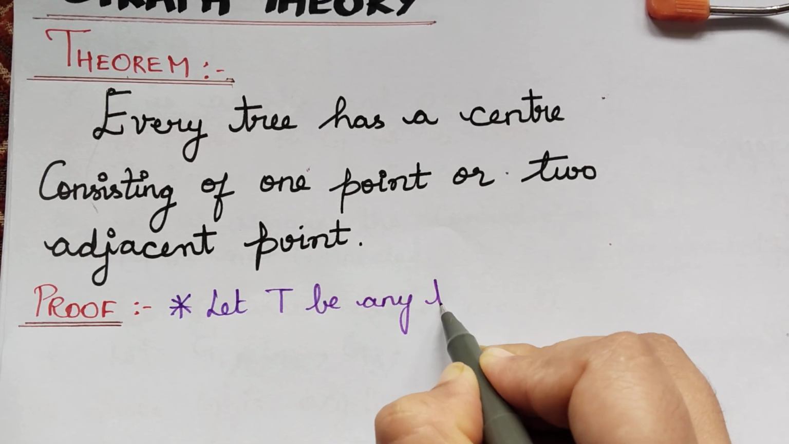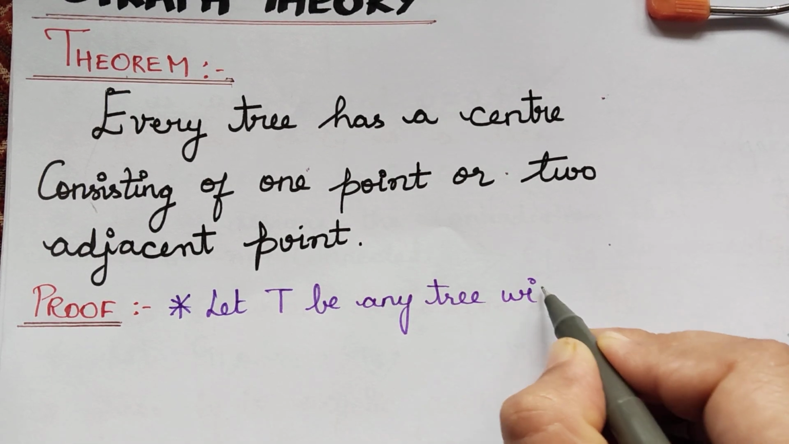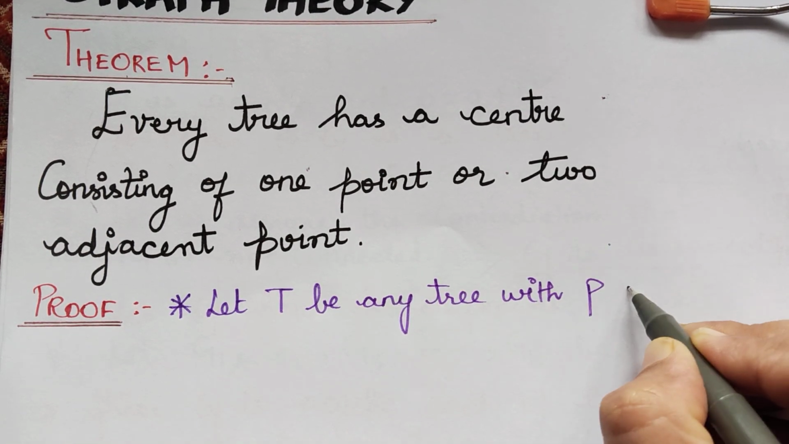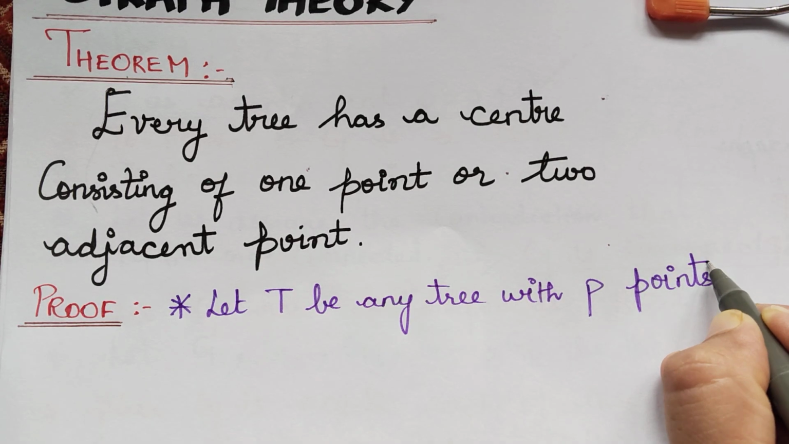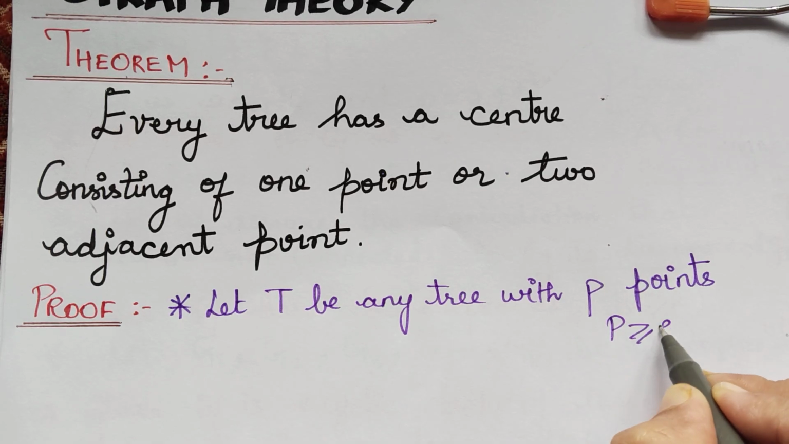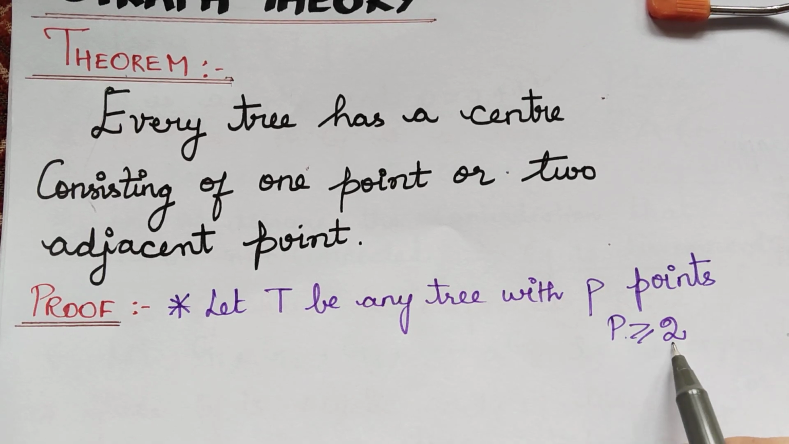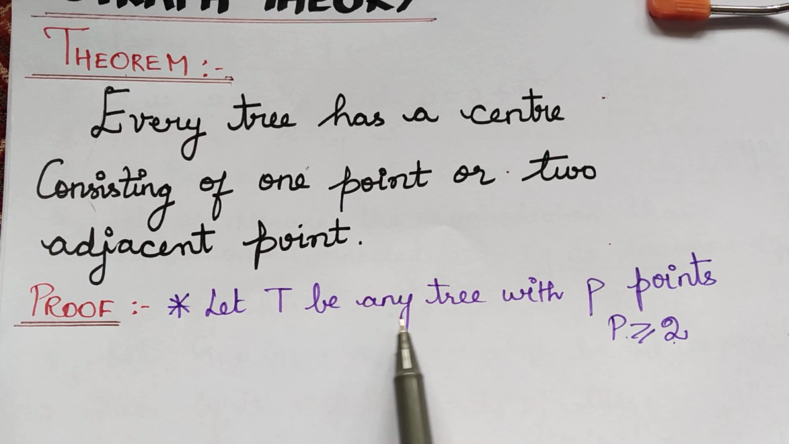So we are considering a tree capital T with P points. So the number of vertices in that tree we are going to take as P, that is P points. So P should be greater than or equal to 2. So minimum it can be 2 or it can be more than 2. So at least we should have 2 vertices in order to obtain a tree. So we are considering a tree with P points.